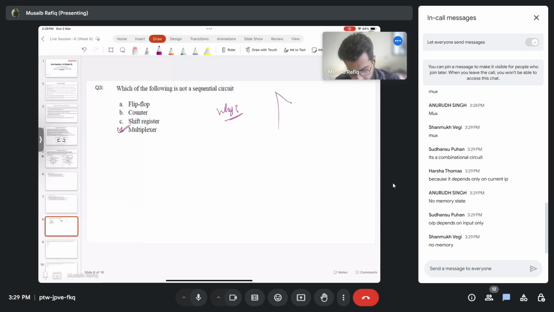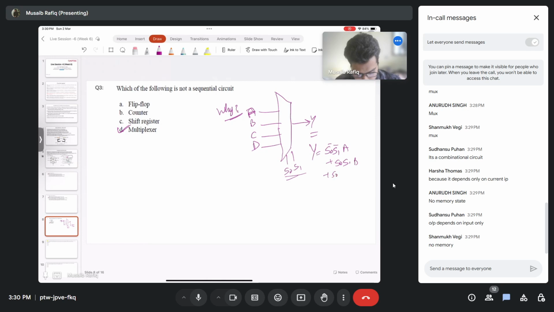So you have this, let's say, 4 to 1 mux with inputs A, B, C, D, and you have select lines S0, S1. Your output is only a function of the select lines and the inputs. So it is basically Y equals S0' S1' A plus S0' S1 B plus S0 S1' C plus S0 S1 D, right? So it is only a function of present inputs, no memory involved.